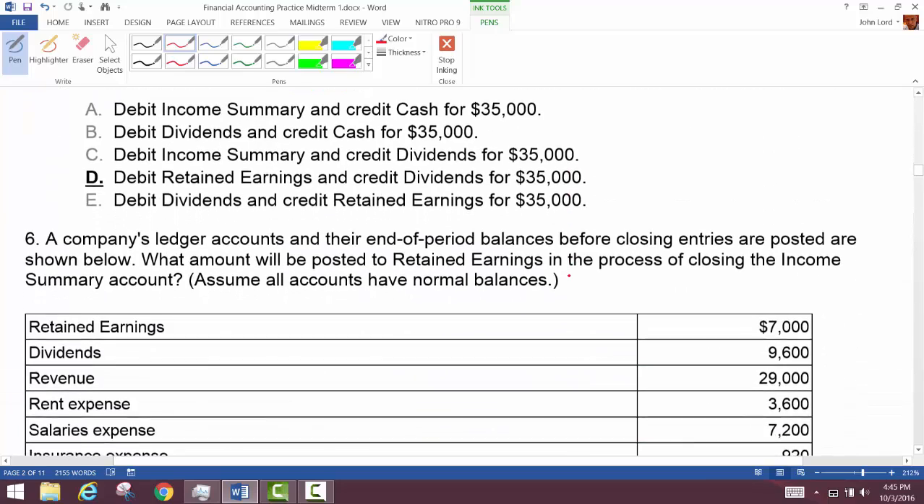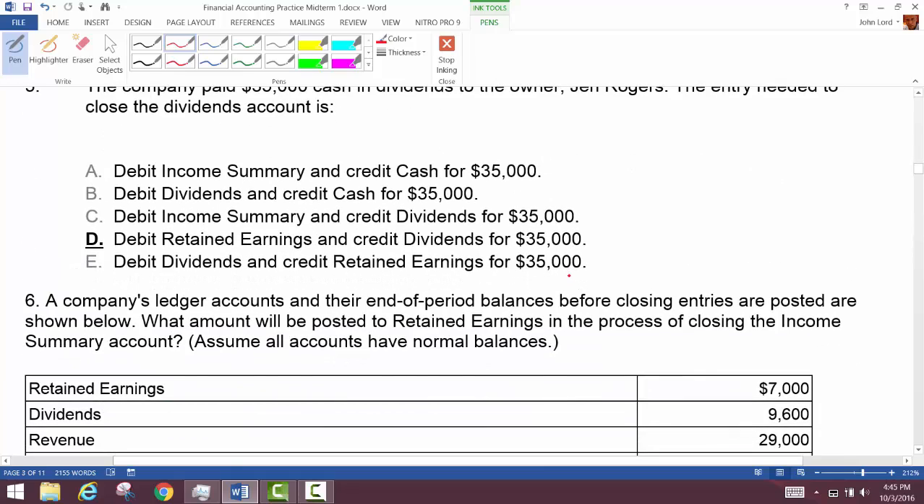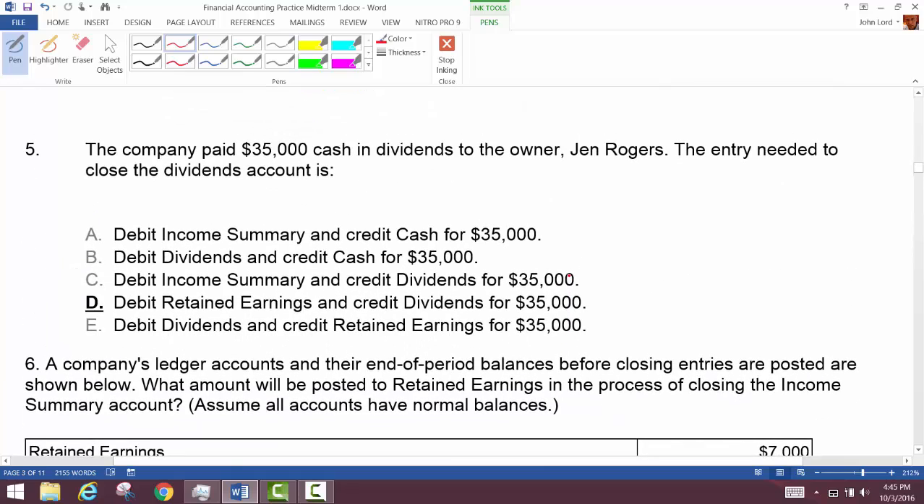Okay, good. Let's take a look at this one. Company paid dividend of $35,000 in cash. The entry to close the dividend account. Again, during the year, I debit dividend, just showing you what they're doing during the year, $35,000. Credit what? Credit cash. As I pay a dividend, I'm crediting the cash. I'm paying in cash. There's other types of dividends that can be given.